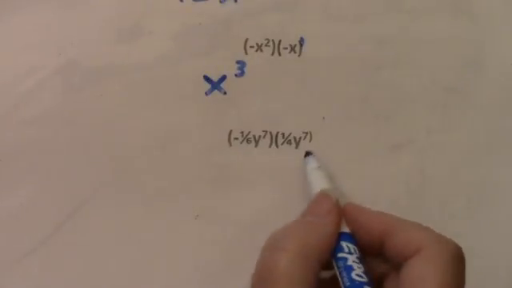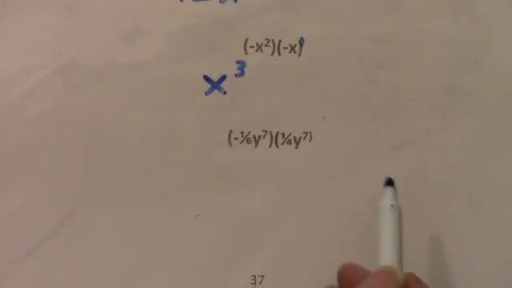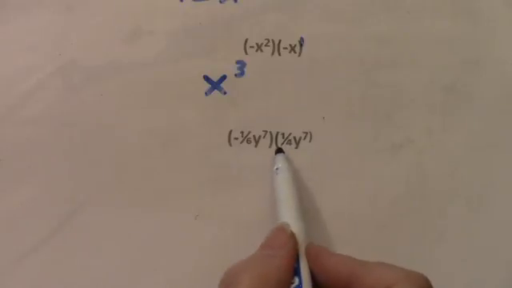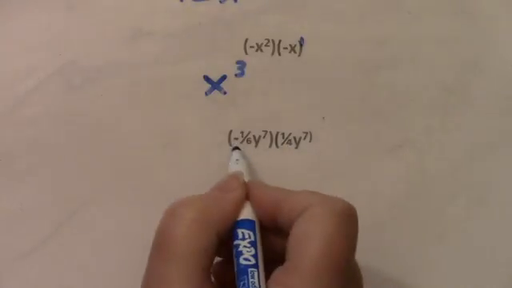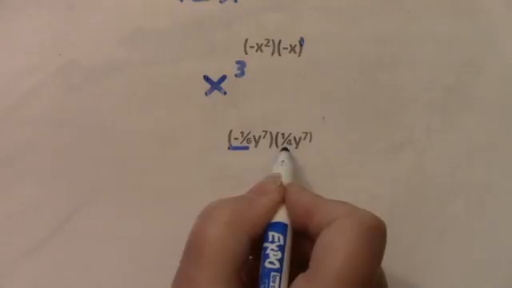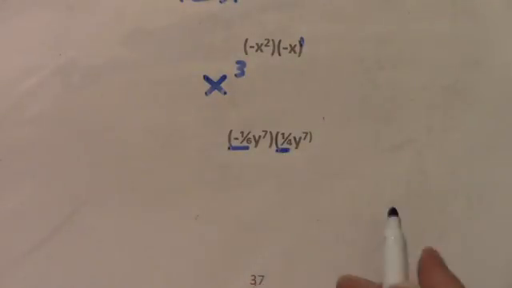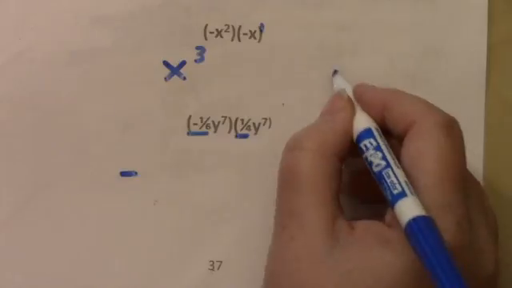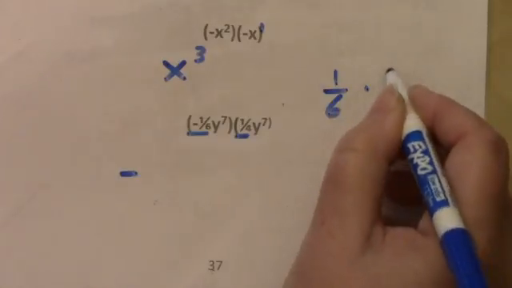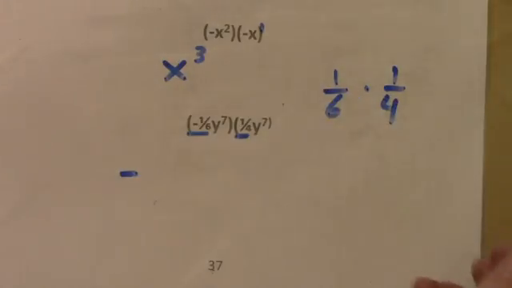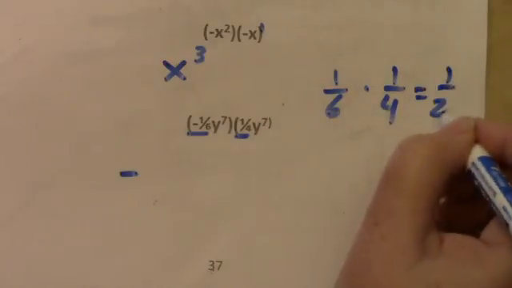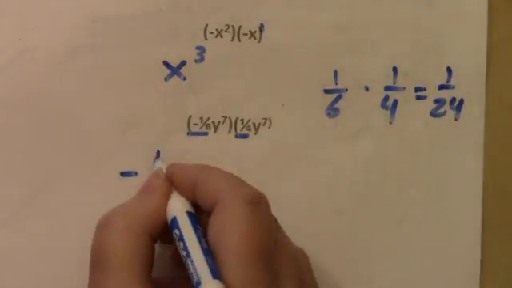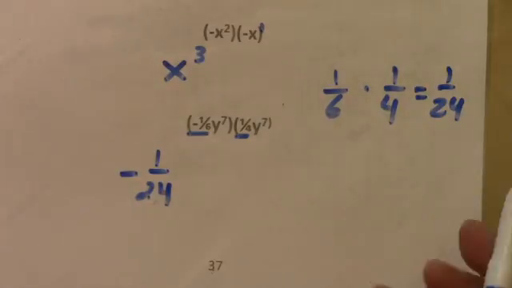Now, this might look a little complicated, but let's just take a look at it. First, let's look at our coefficients. We have a negative 1/6 and a 1/4. So, negative times positive is going to give me a negative. Now, what is 1/6 times 1/4? Well, let's just do that over here. 1/6 times 1/4 gives me 1/24. So it's going to be a negative 1/24.